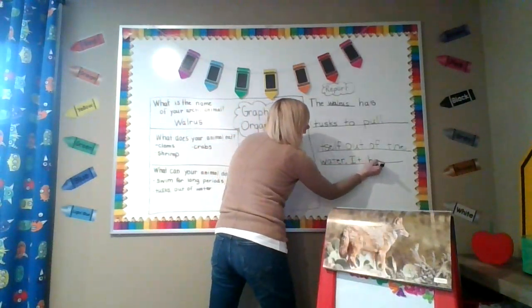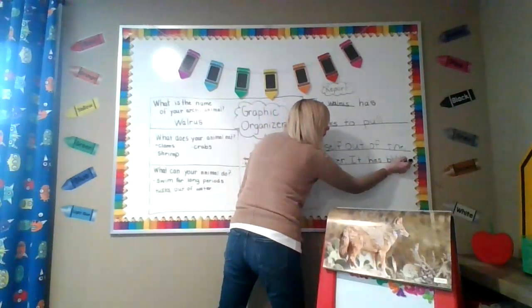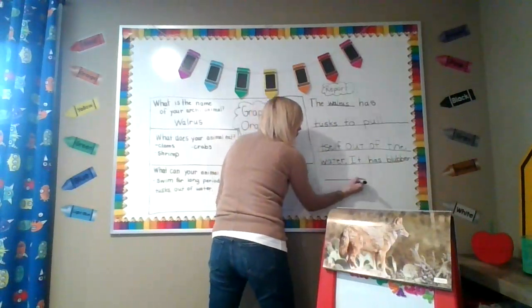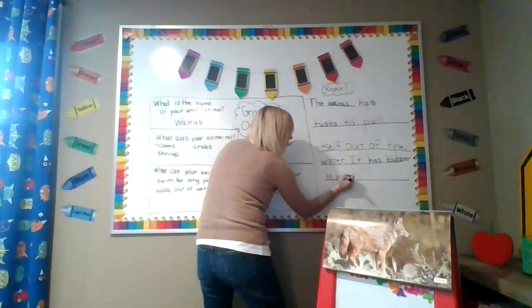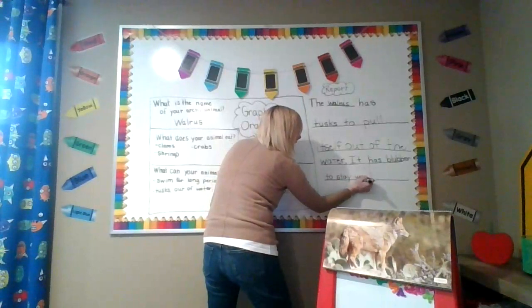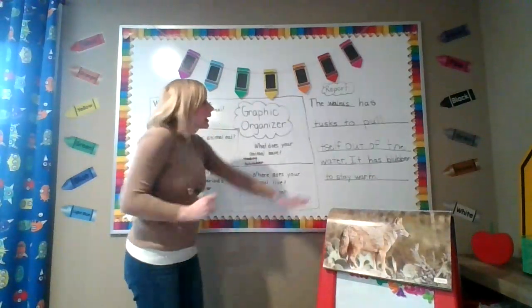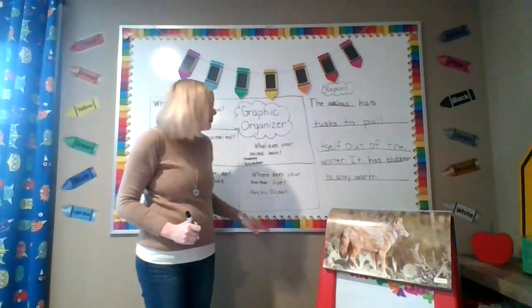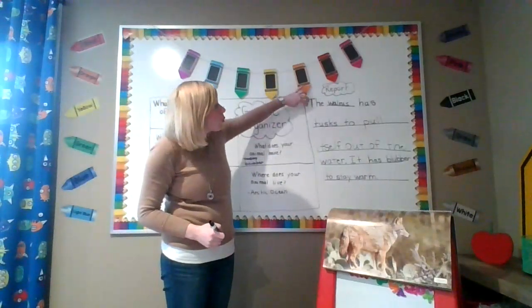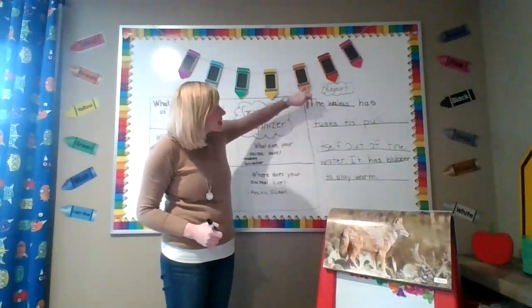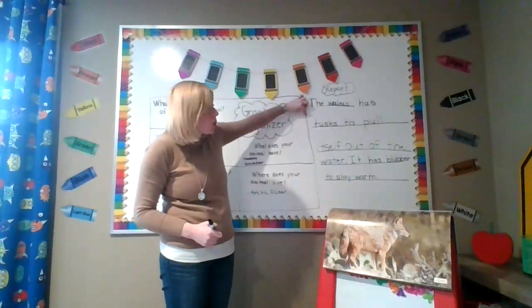It has blubber to stay warm. And I've used blubber, and I put blubber in a complete sentence, so now I can cross it off of my graphic organizer. Let's read this section of our report now about what the walrus has. The walrus has tusks to pull itself out of the water. It has blubber to stay warm.